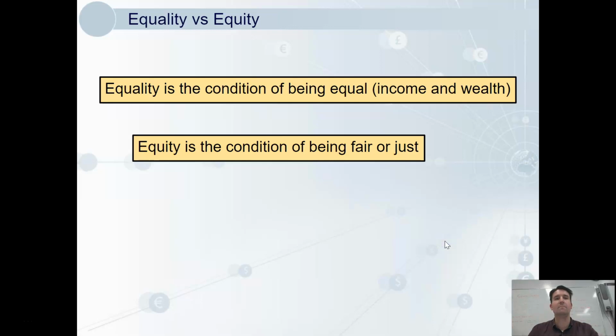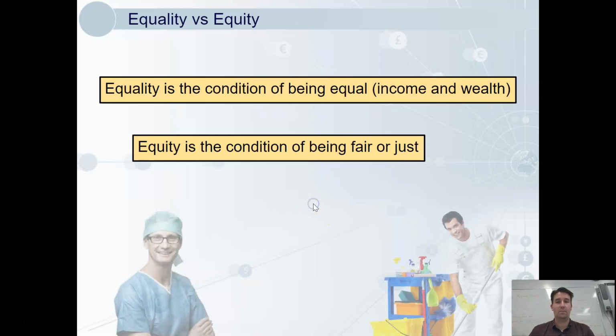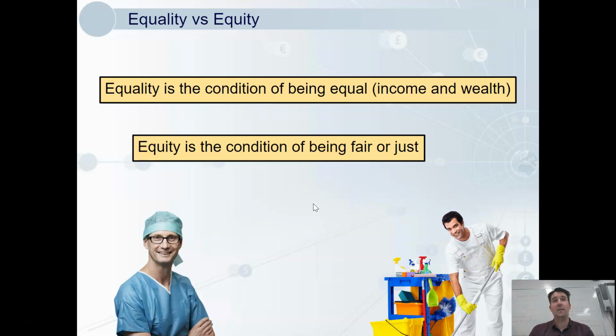Equality and equity are similar, and these two get confused with each other a bit. Equality means being the same, and in this course we talk about income and wealth equality. Equity is about being fair or just. If we had income equality, the surgeon and the cleaner would both earn the same income. They're equal. If we have equity in income, the surgeon probably gets paid more than the cleaner due to their qualifications and arguably their contributions to society.